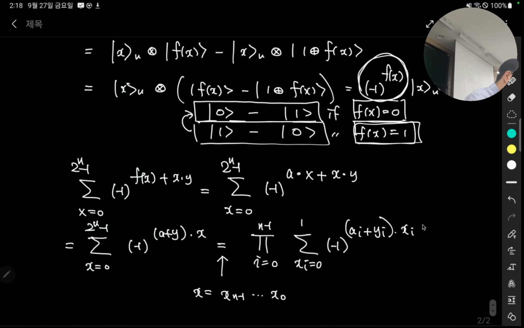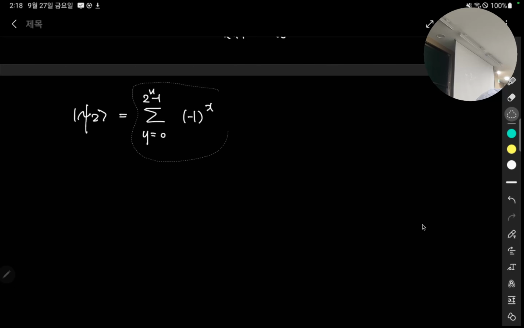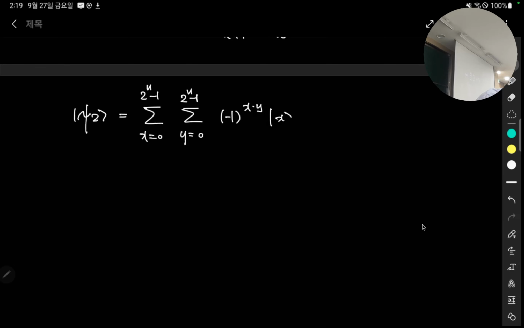So let me do this for you. The state psi 2 is given by the sum over y from 0 to 2 to the n minus 1, sorry, I forgot the x. So here it's x times y, x tensor minus. So this whole thing is input, and this is output.